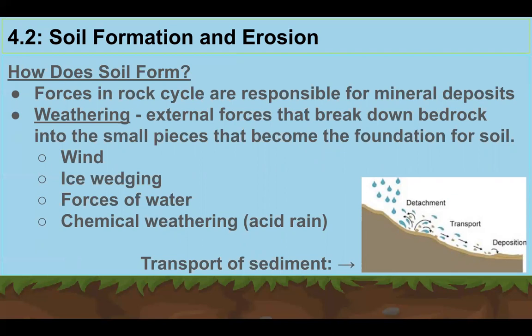And this is just where an external force, such as wind, or perhaps the breaking apart by water, or ice wedging, which is when water gets in between pores in a rock and then cools down and freezes and expands and breaks apart the rock in that way. We could be talking about chemical weathering like acid rain, so the reaction of the acid rain with a substance in the rock. Think of something like limestone. But sediment is going to get transported through runoff, carried off by water.